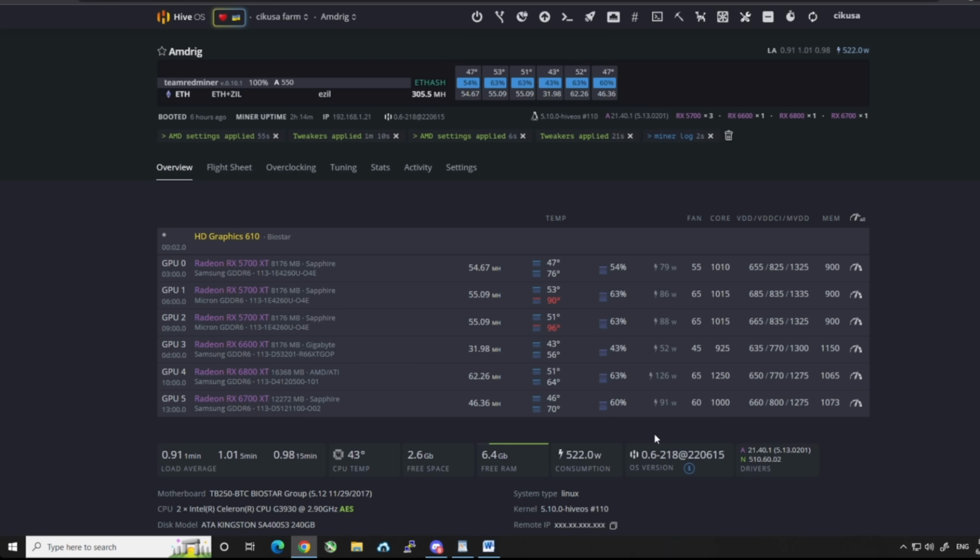What we should mention here also is the card that we don't have here, the 6600 normal one. The only difference between clocks on 6600 XT and 6600 is that the memory clock is limited by a BIOS on the 6600 normal one, and it cannot go over 950. So on your 6600s, you just set your memory to 950, and you apply basically the same clocks as on 6600 XT. And you should see around 28.5 to 29 megahash on those cards.